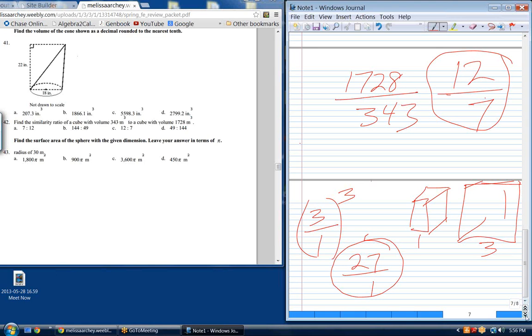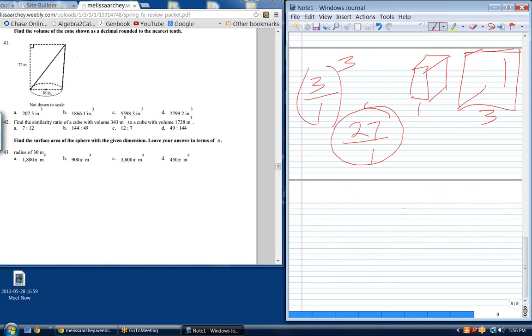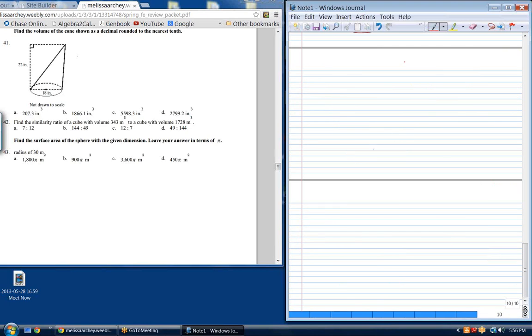Remember, the similarity ratio is always a linear measurement. It's not the area ratio, it's not the volume ratio. The similarity ratio is the linear ratio. I used to call it the linear scale factor. I like linear scale factor better, actually. Similarity ratio doesn't really tell you whether they're talking about area, volume, or length.